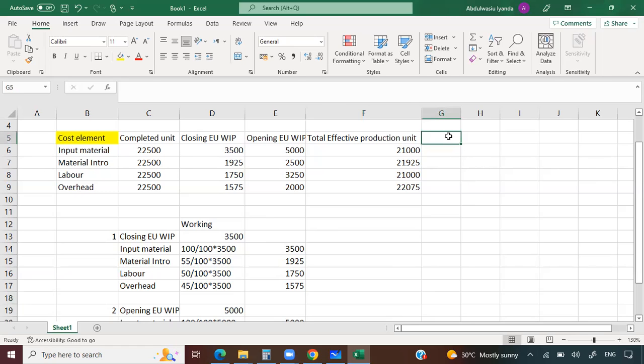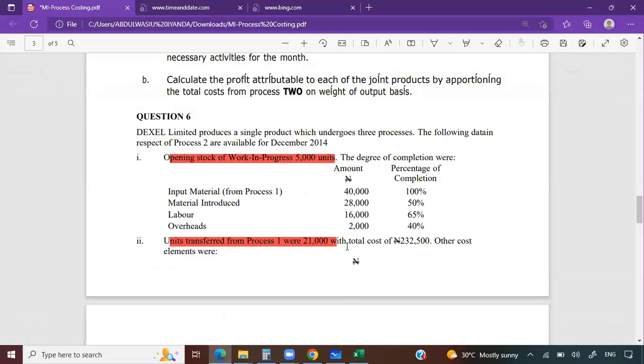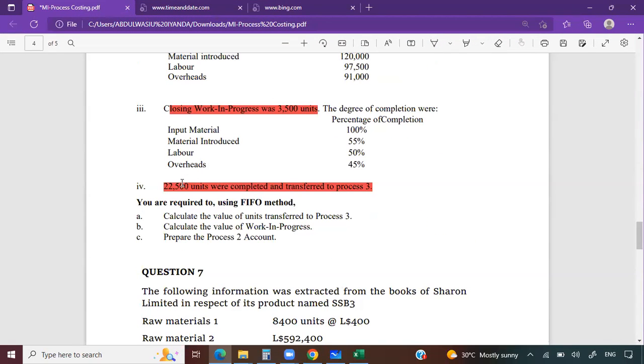Then it is not very easy to get the cost. And once you are able to get the cost, the last thing is the cost per unit. And that's all. So by now we are able to determine the value of what you transfer to process 3. We are only giving you the unit that you transfer, 22,500. Then what is the value of the work?